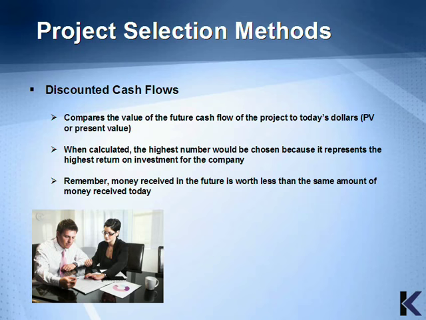In this next section, we're ready to look at selection methods that use the time value of money in their equations. The first one is discounted cash flow. Discounted cash flow compares the value of the future cash flow of the project to today's dollars, or present value. When calculated, the highest number would be chosen because it represents the highest return on investment for the company.